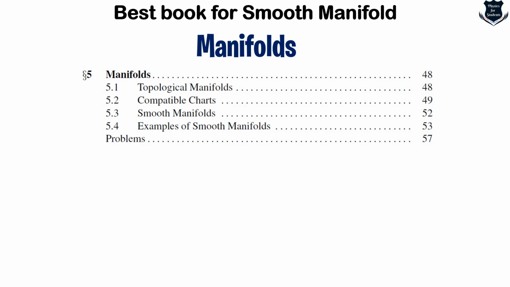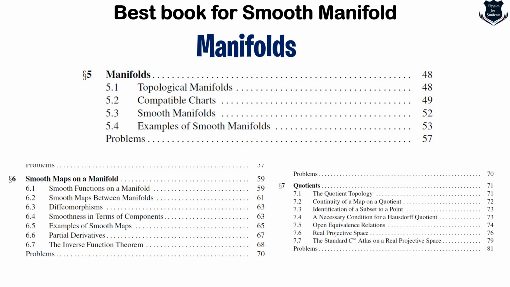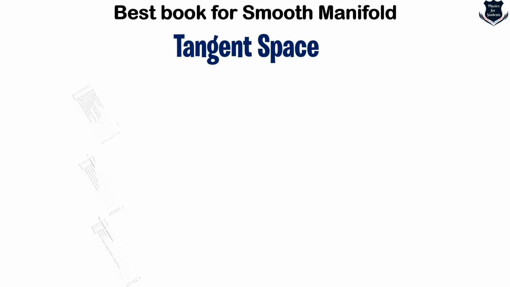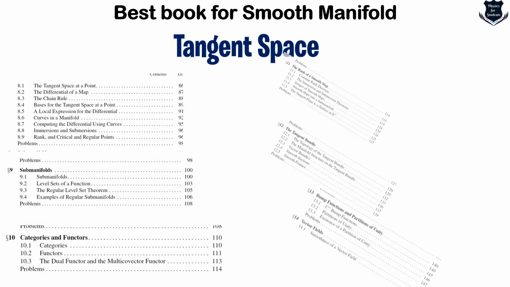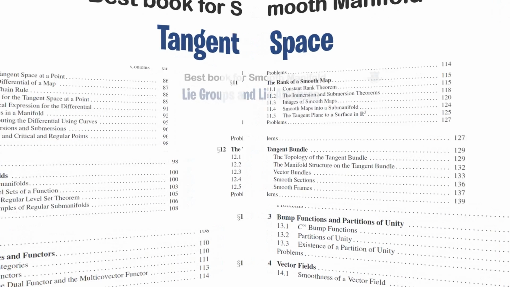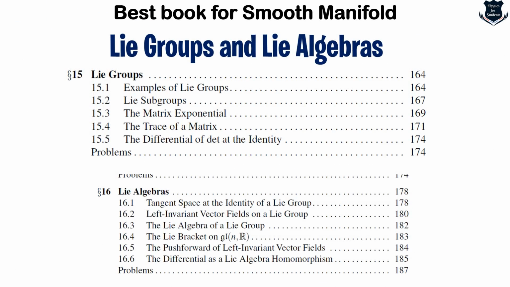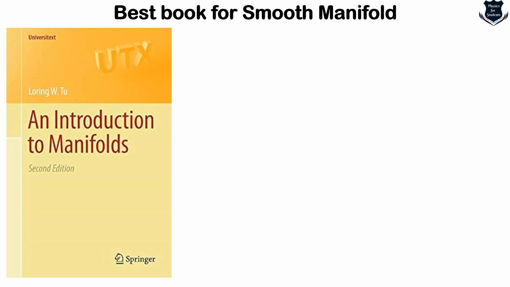So this book also talks, as you can see, about the content on manifolds, and these are smooth manifolds, quotient topology. Then it takes up tangent spaces, and it contains a lot of material on tangent spaces. Then Lie groups and Lie algebras are also covered. And I come to the next book.